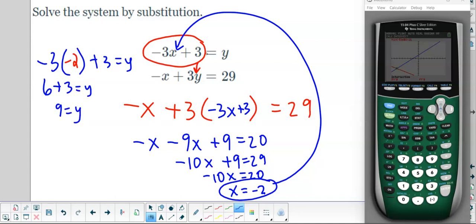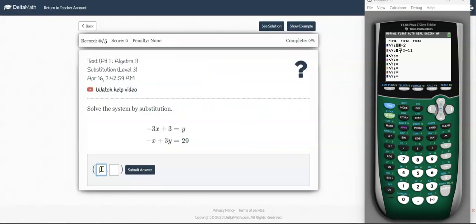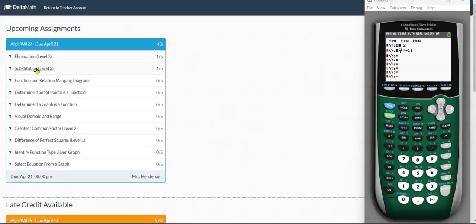Again, you can rearrange this second sentence to be in slope-intercept form, where y is by itself, and you could type it here into your y equals button to check your math. So -2 and 9 is our solution. -2 is x, put it in the right place, and y is 9. That's how you compute the substitution method.